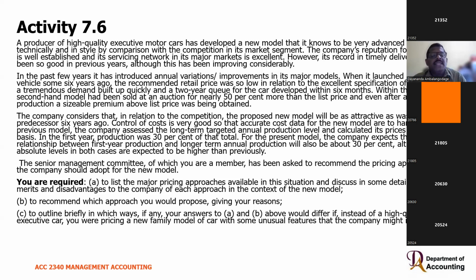30% of that total means even though you say 10,000 cars, your production was 30% of that. The present model of the company expects the relationship between first year production and longer term annual production will also be 30%. So when you estimate 10,000 cars, you can produce only 3,000.